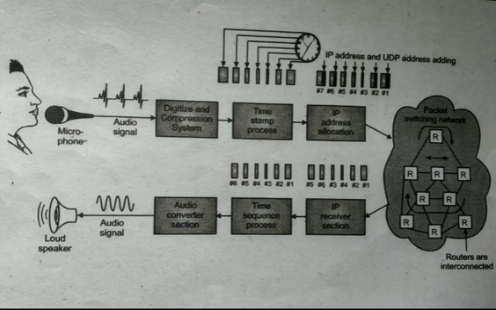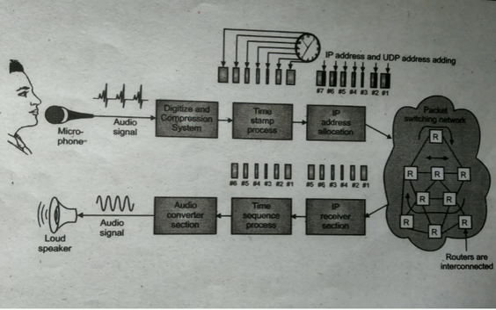After that, at the receiver we have the IP receiver section. We did the timestamp process in the transmitter; here in the receiver we have the time sequence process. And the audio converter section converts the electrical audio signal into the voice signal using the loudspeaker, so that the signal reaches the people. This is the typical IP audio system.